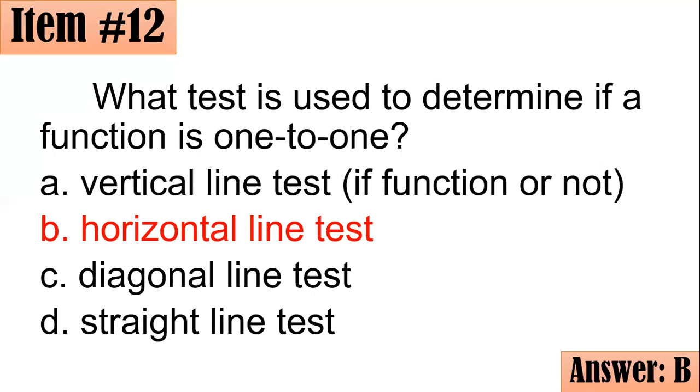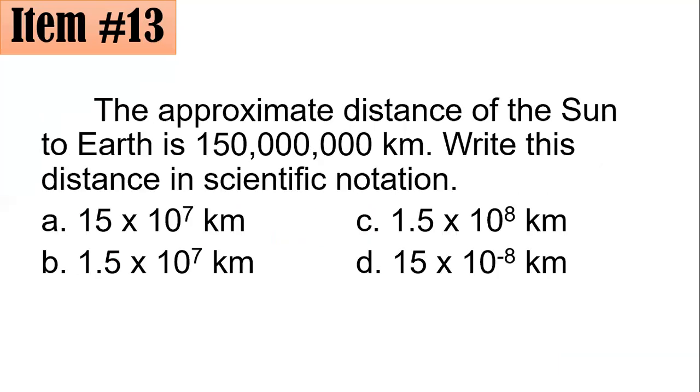Number 13. The approximate distance of the Earth from the Sun is 150,000,000 kilometers. Write this distance in scientific notation. So which of these do you think is correct? Pause the video if you need to, and resume answering if you are ready. And I will reveal the answer now.